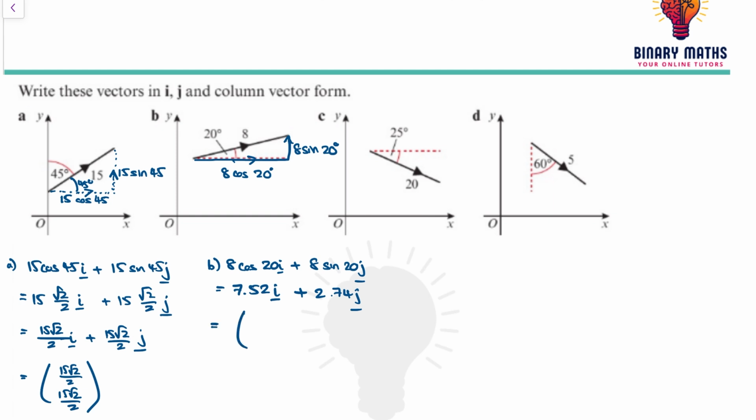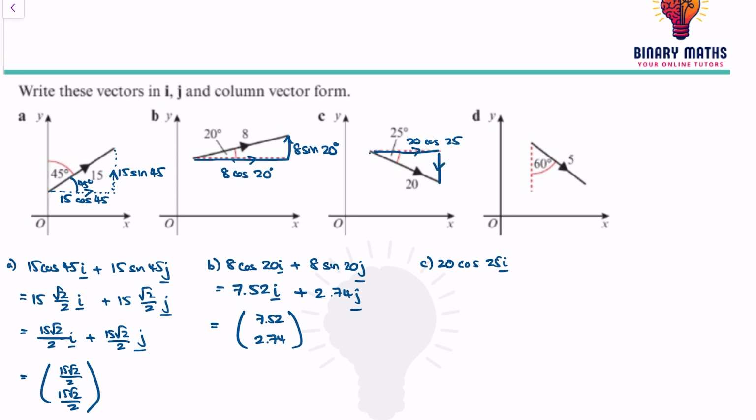And that in column vector form will be 7.52 at the top, 2.74 at the bottom. The next one, so we're doing C now. Again, we're going horizontally, moving in the positive direction. This length is adjacent to the angle, so it will be 20 cos 25 i.